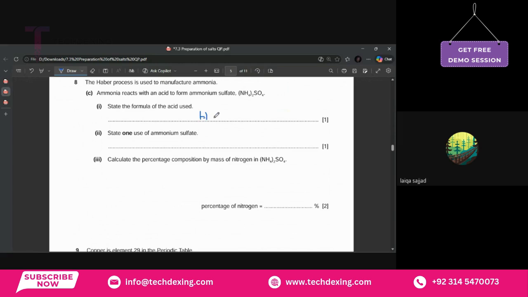State one use of ammonium sulfate. It is mainly used as a fertilizer. Yes. Used as a fertilizer.